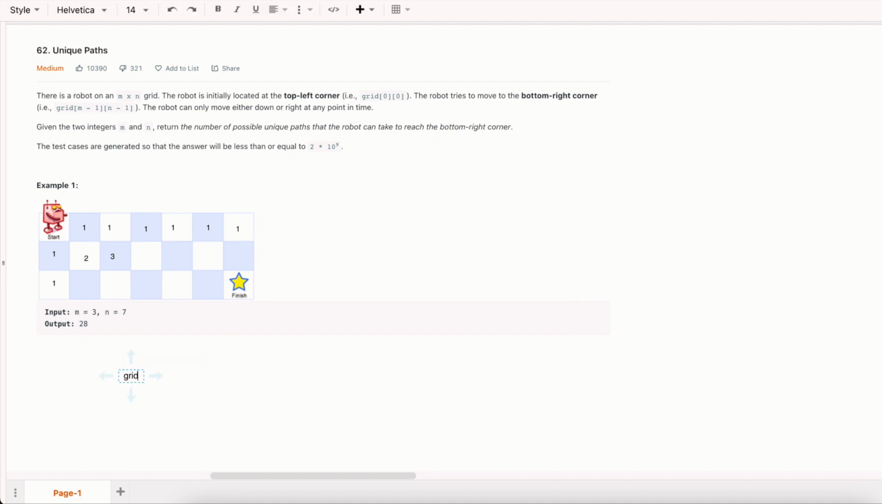Say there is a coordinate called x, y on the grid. How many ways can the robot reach this point? We said that it is the number of ways to reach the immediate top cell plus the number of ways to reach the immediate left cell, which is x, y minus 1. That's all, and we have solved the problem. Dynamic programming is all about forming a recurrence equation. Once we form the recurrence equation, it is done.